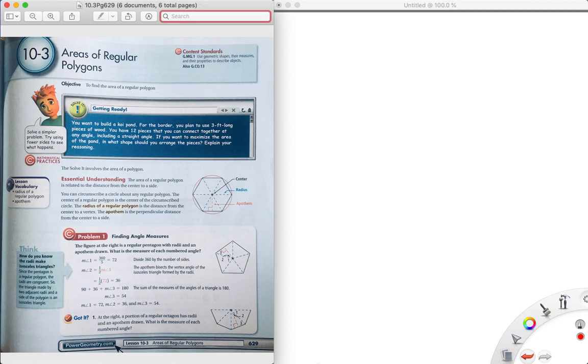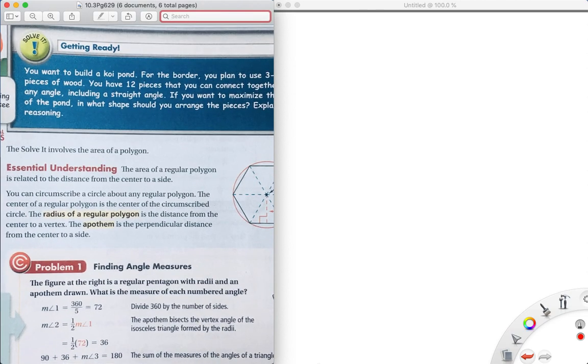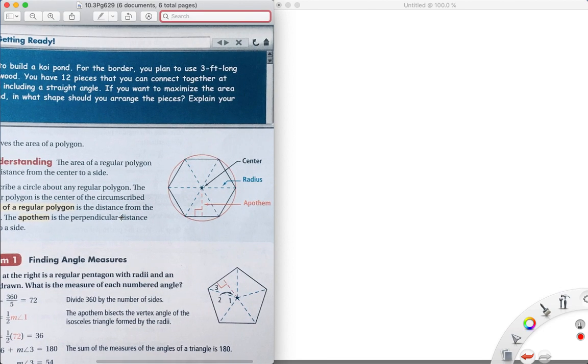The first thing that this section shows you is that we have this polygon. This polygon has 1, 2, 3, 4, 5, 6 sides. So this is a hexagon. A hexagon has 6 sides, and this hexagon is inside of this circle. When we say that something is inside a circle, we say that it's circumscribed.